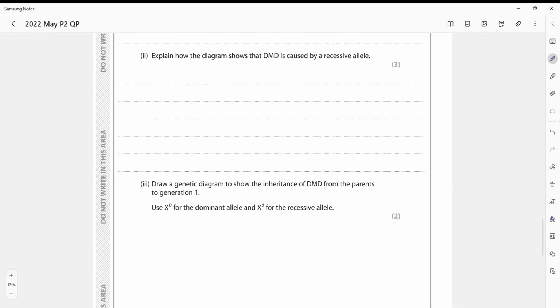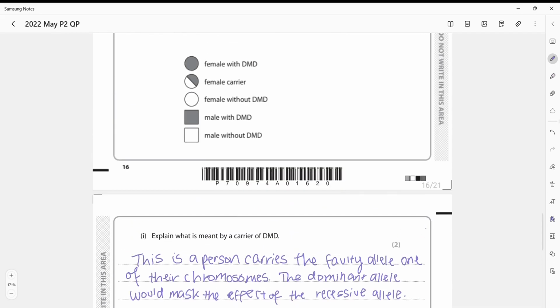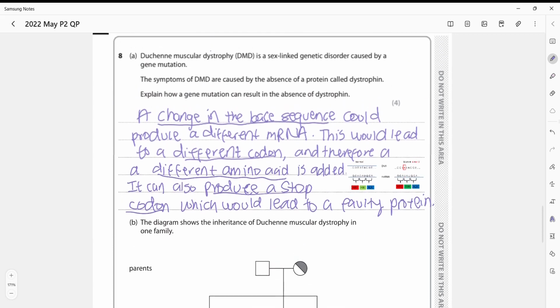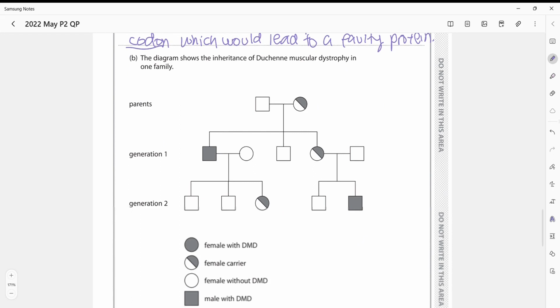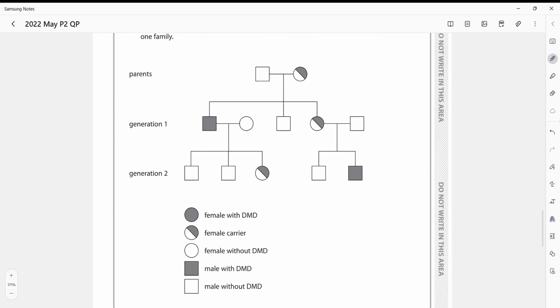Explain how the diagram shows that DMD is caused by a recessive allele. So if we scroll back up, they mentioned earlier here that DMD is a sex-linked genetic disorder, and so that means that for most of the time, the faulty allele will be on the X chromosome. And because females have XX chromosomes, they can be a carrier. So for example, this parent here is the mother.